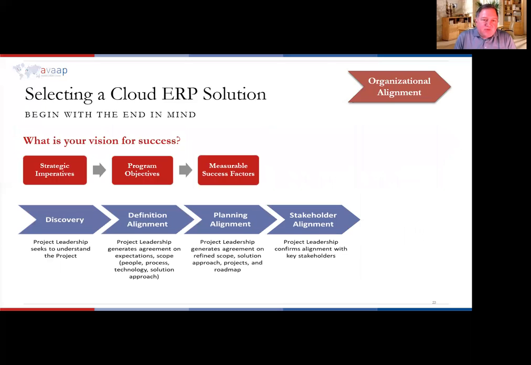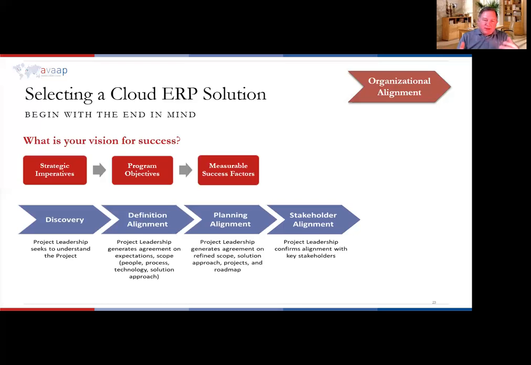So first of all, let's talk about what I consider the most important component of the ERP selection process, and I'll say even part of the ERP project implementation. When we start a project, we're going to start with alignment. The organizational alignment is really taking your strategic imperatives. What does your strategic plan say about who you are and what you're trying to do? How does that translate to program and project objectives? And then what does success look like at the end?